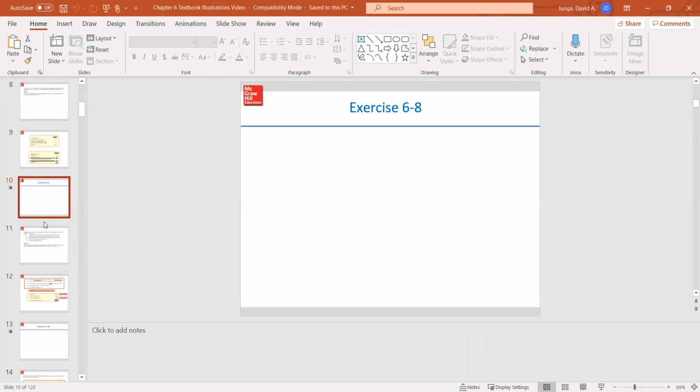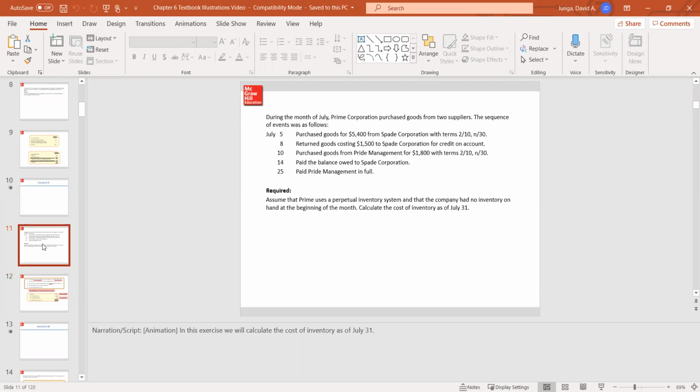All right, next one, 6-8. So on this one, I believe we are going to be looking at perpetual inventory. It says assume they use perpetual inventory and they had no inventory at the beginning of the month. They want you to calculate the cost of inventory as of January 31. So you've got all these purchases, and note that you also have discount situations that could actually reduce your cost.